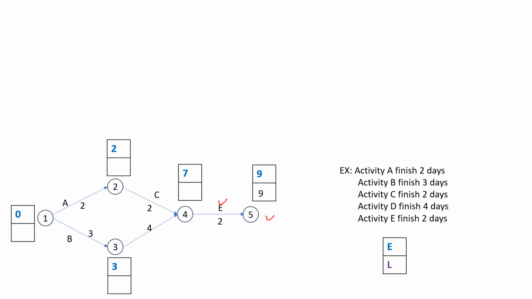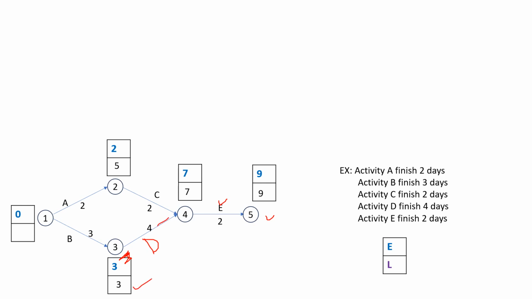Next we have to calculate the latest start time for activity E at event 4, that is 9 minus 2, that is 7. Next we calculate the latest start time at event 2 for activity C, that is 7 minus 2, it will become 5. Similarly, you have to calculate the latest starting time at event 3 for activity D, that is 7 minus 4, which will become 3.